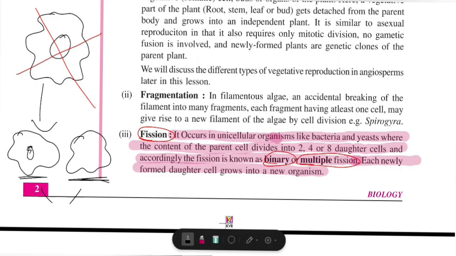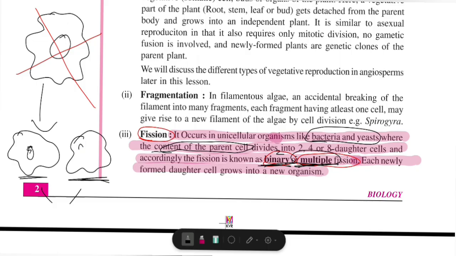Very simple, no need to go deep into this topic. You just need to understand it occurs in bacteria and yeast, and it occurs in the content of the parent cell. And then you have to understand what binary and multiple mean. Binary means 2, multiple means more than 2. So 2, 4 or 8 daughter cells, that's all you need to understand.